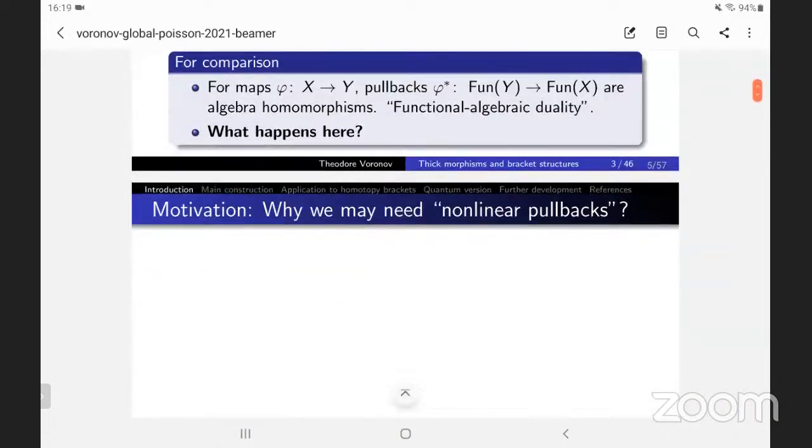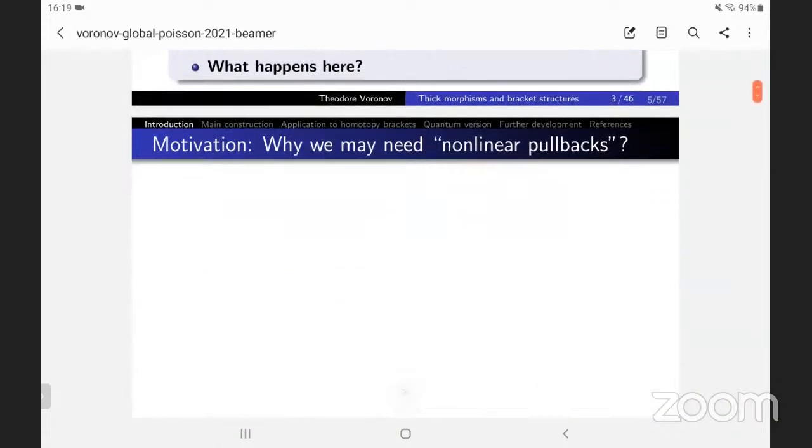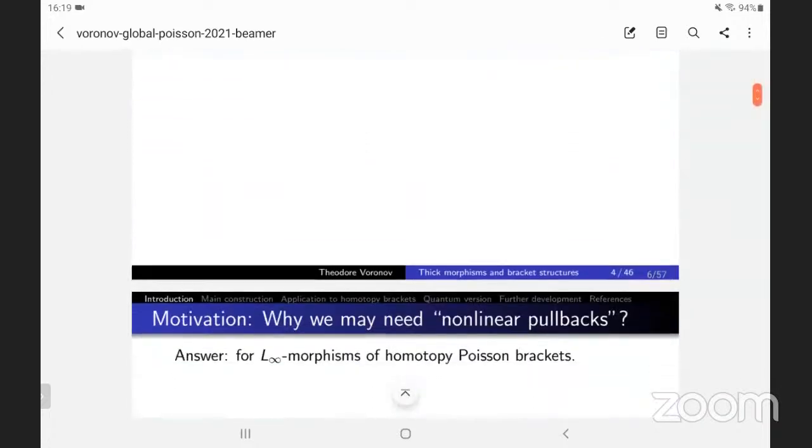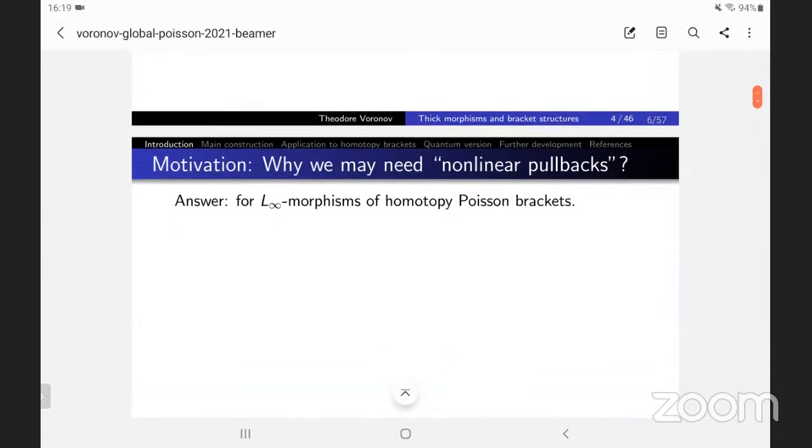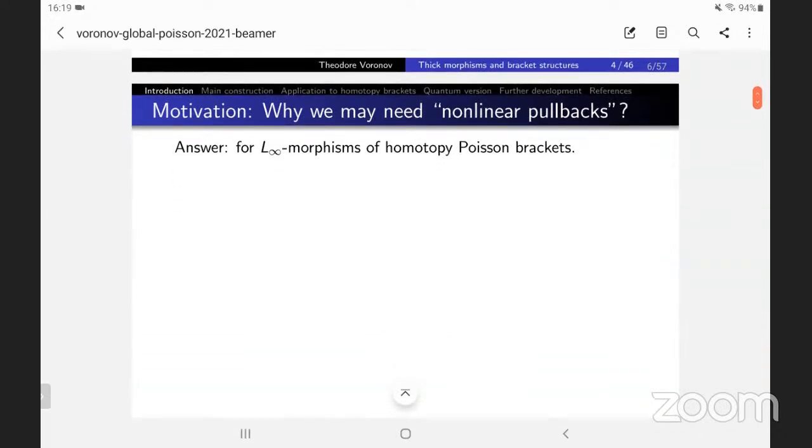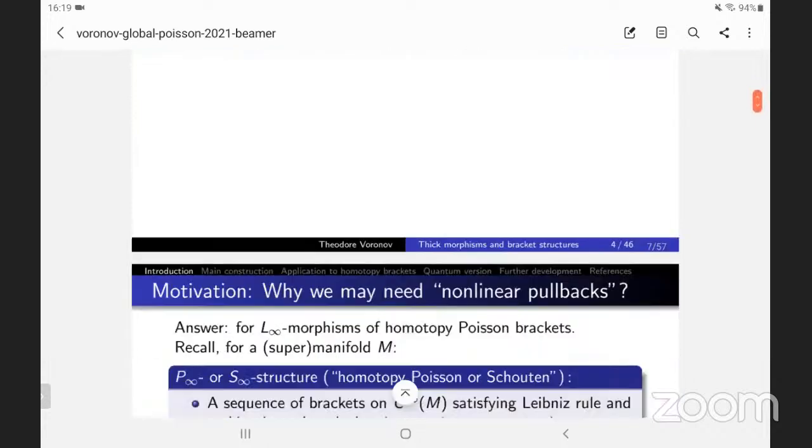So why may we care about such things? Why may we need nonlinear pullbacks? The motivation comes from bracket structures. So we need them for L infinity morphisms of homotopic Poisson brackets. That's how I came myself to this notion.